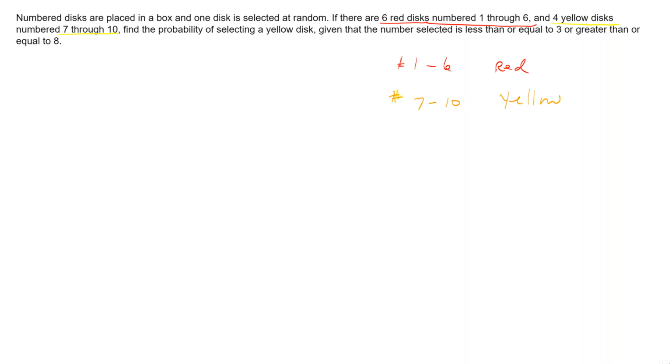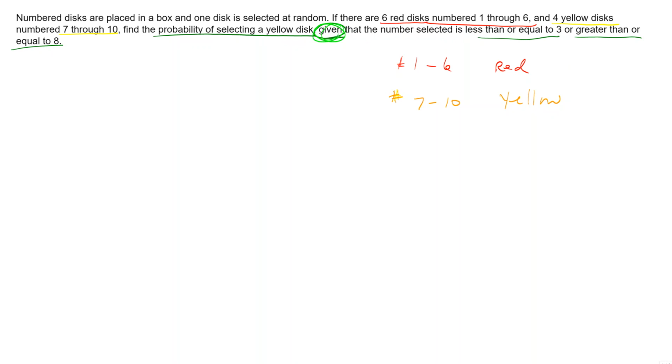So this particular one says, what's the probability? So I'm going to find the probability of selecting a yellow disc given that. That's the key. So given that the number selected is less than or equal to 3 or greater than or equal to 8. As soon as you see, given that, you want to put on the brakes, and then your total is going to be restricted to what follows.